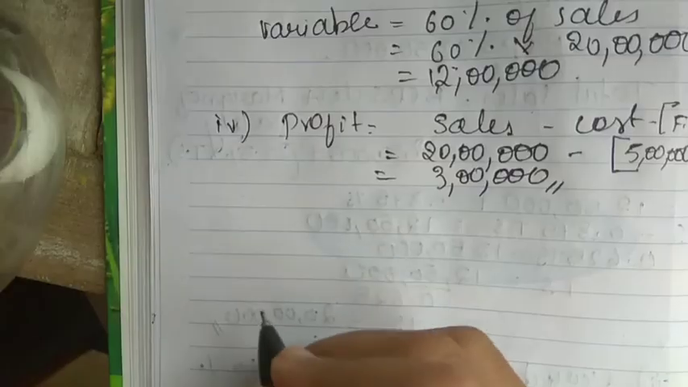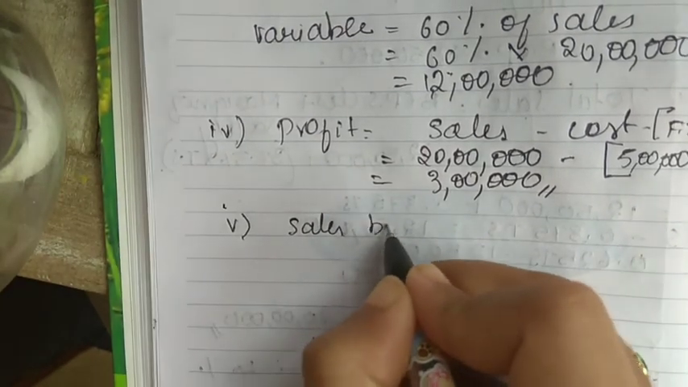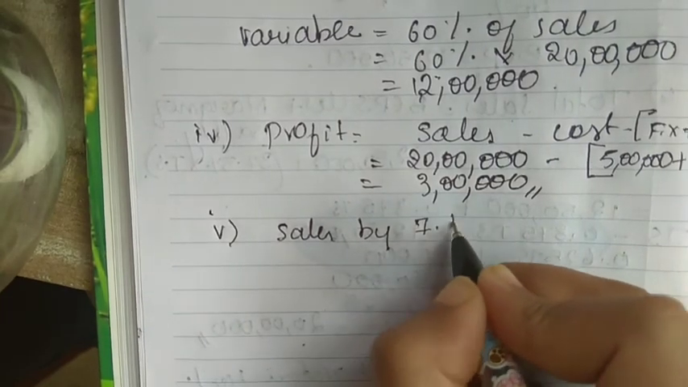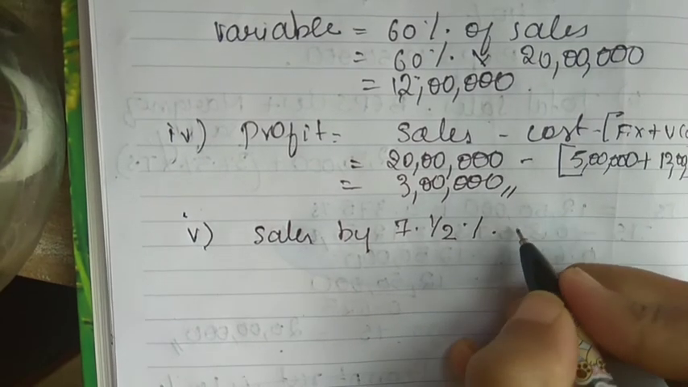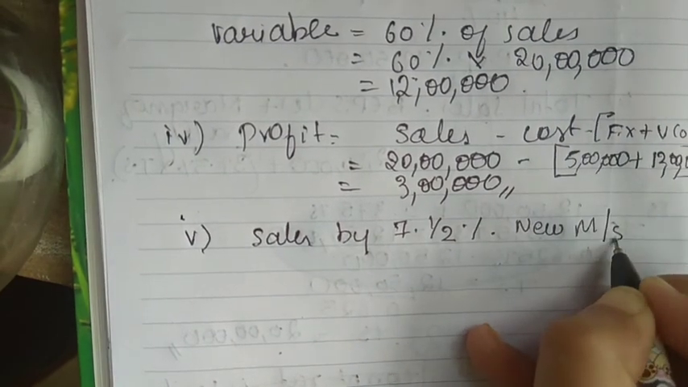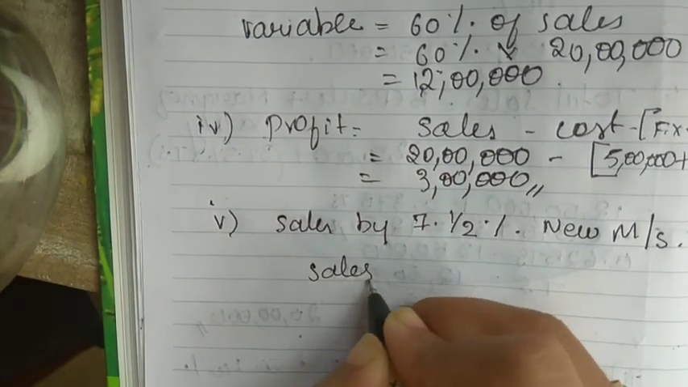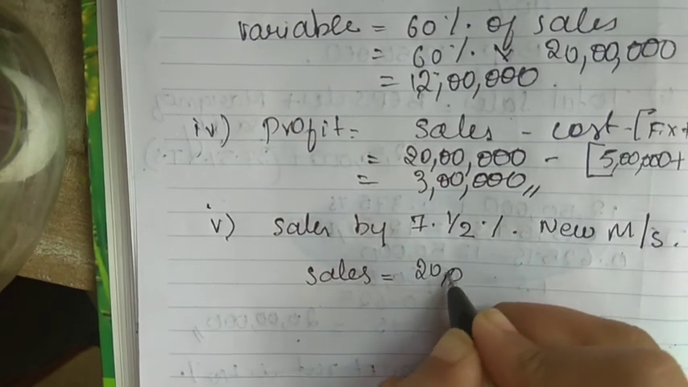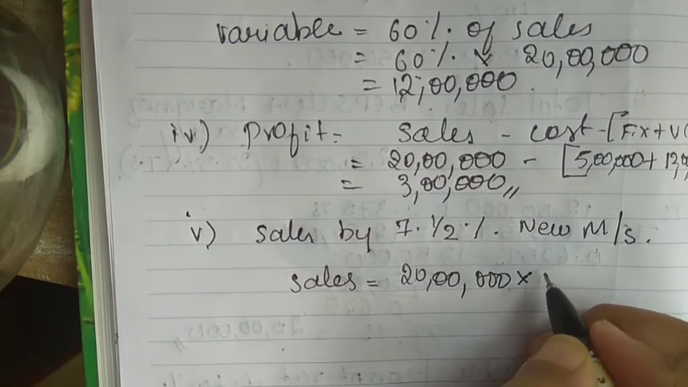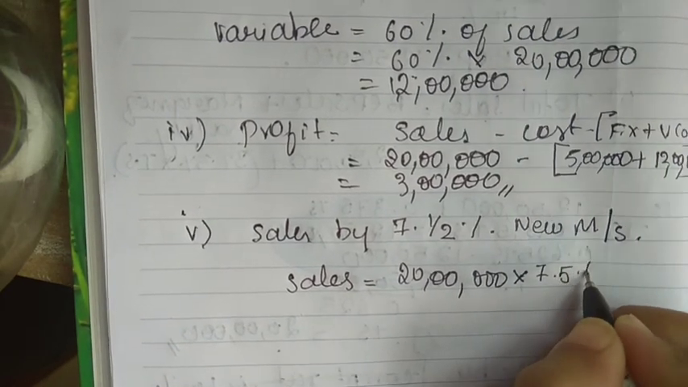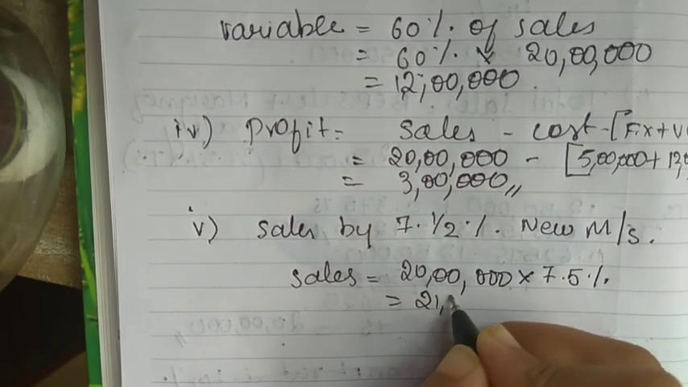The fifth question is, if the sales is increased by 7.5%, what is the new margin of safety? They are asking. So now the normal sales is 20 lakhs. Okay, 20 lakhs into 7.5% is equal to, so that comes to 21,50,000.